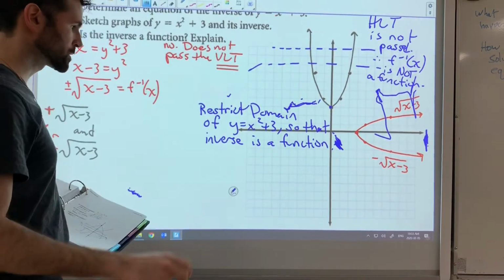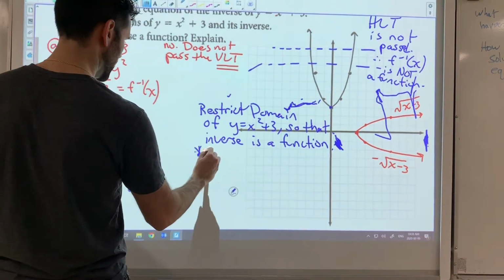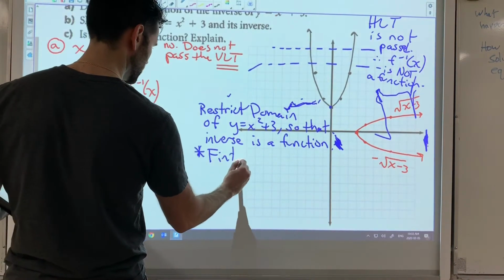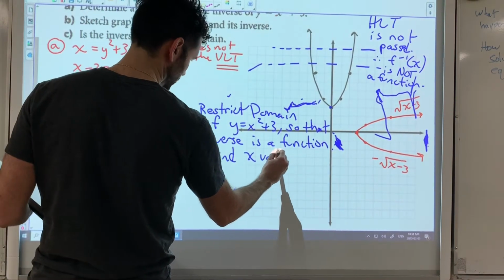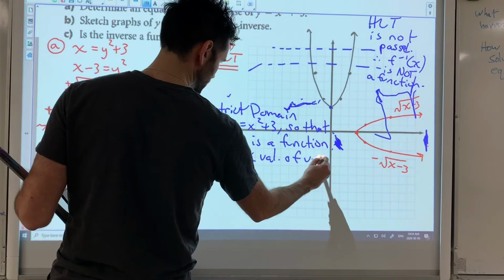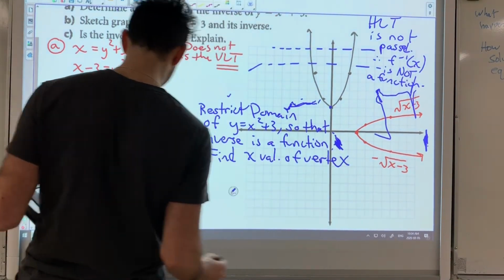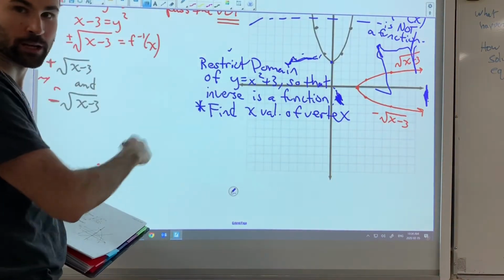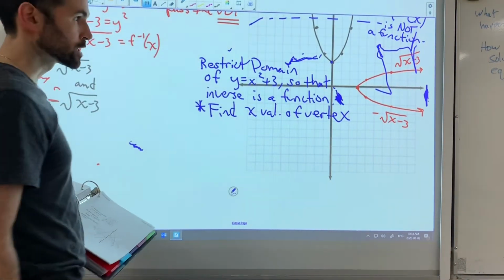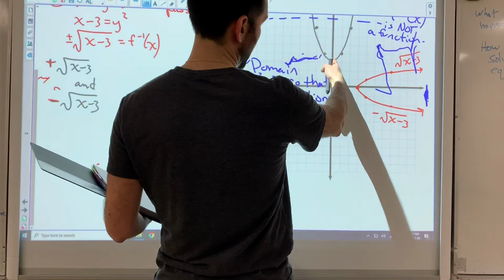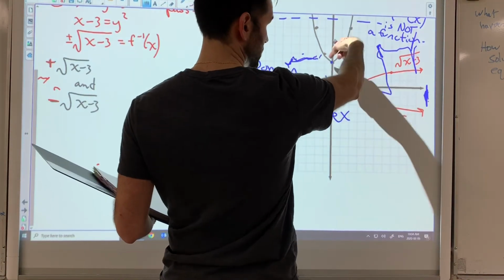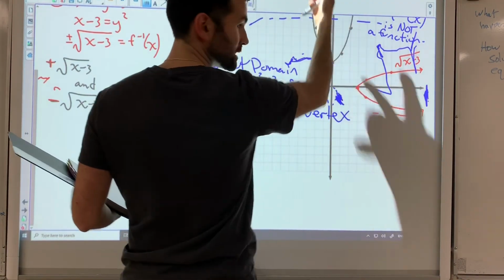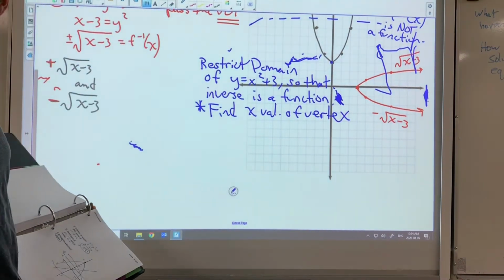You've got two options. You need to find the x value of the vertex, and you either pick to the right or to the left of it. That's it. You either say, okay, I'm going to go x greater than or equal to 0, that would be this half, or I go x less than 0. You just need to pick one.